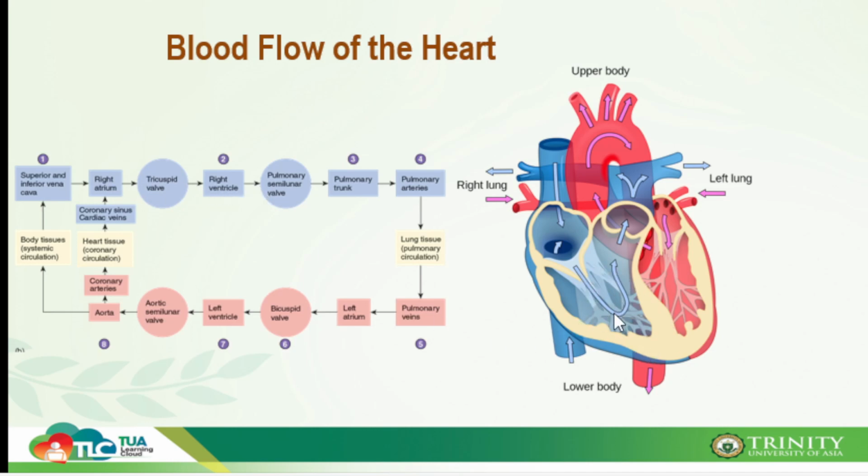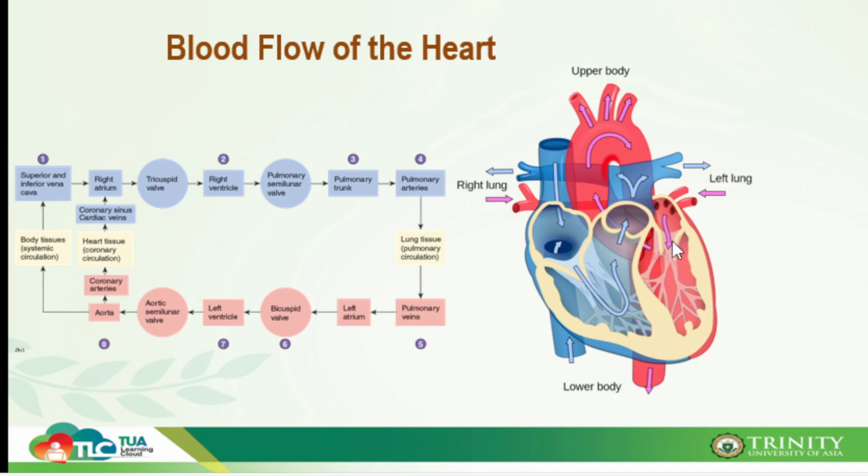Once the right ventricle contracts, it will push the blood upwards to force open the pulmonary semilunar valve and will enter the pulmonary trunk and will divide into the right pulmonary artery and the left pulmonary artery and will end up in the lungs for it to be oxygenated. Once oxygenated, blood will go back to the heart via the right and the left pulmonary veins and will enter the left atrium because the left atrium is again a collecting chamber of blood.